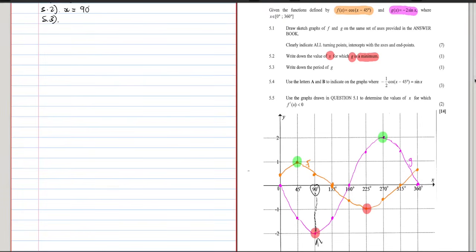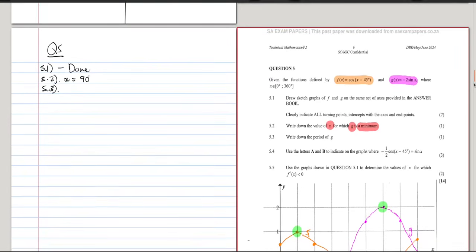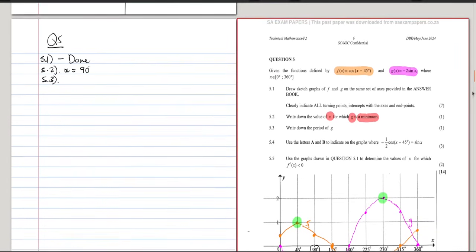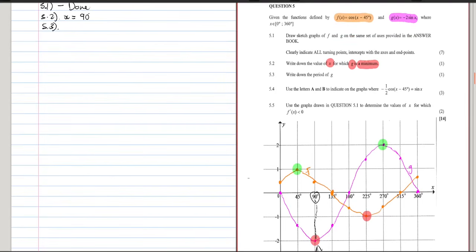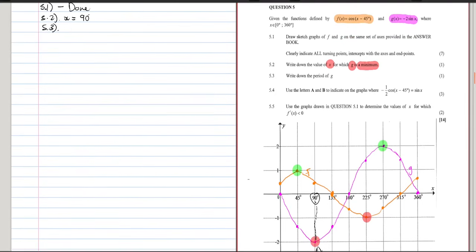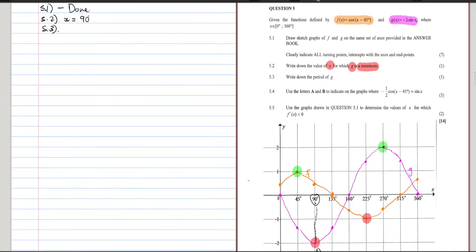5.3. I don't need to divide the paper because it's going to be a short question anyway. 5.3. Write down the period of g. Okay, so let's use blue this time as a marker. Okay, black, let's go back to this. So how do you measure a period on the graph? A period is measured like this.